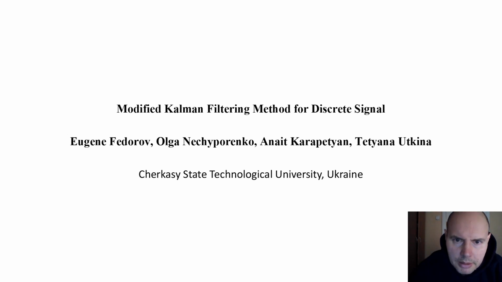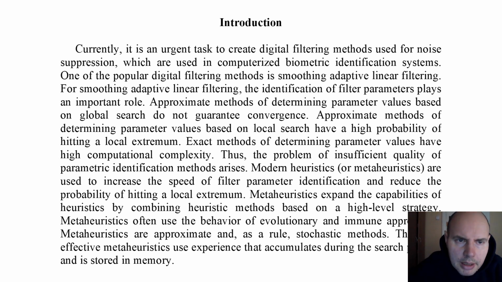Modified Kalman filtering method for discrete signal. Introduction. Currently, it is an urgent task to create digital filtering methods used for noise suppression, which are used in computerized biometric identification systems. One of the popular digital filtering methods is smoothing adaptive linear filtering. For smoothing adaptive linear filtering, the identification of filter parameters plays an important role.